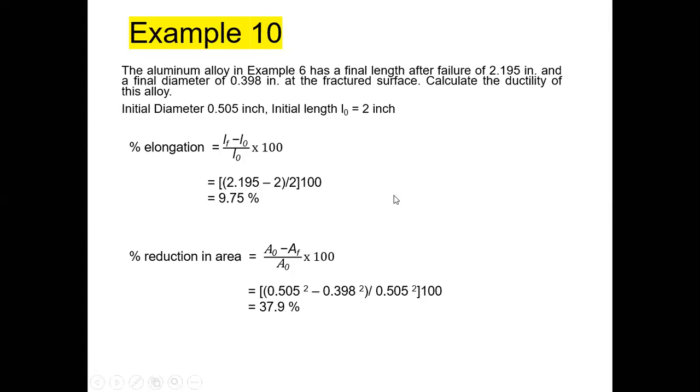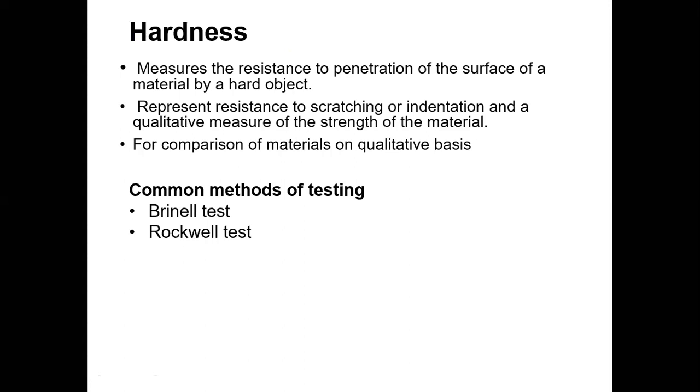Okay, so this is how we calculate the ductility of the material based on the information we get from a tensile test, right? So then we move to the hardness, right? We talked about the modulus of elasticity, then the ductility, then the hardness. It is also a mechanical property of a material, right?